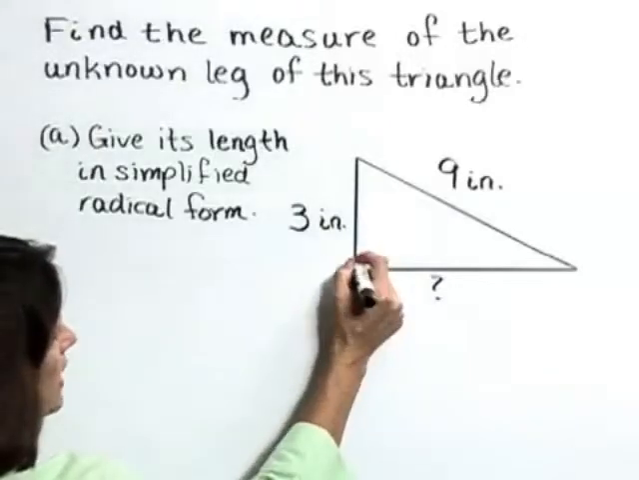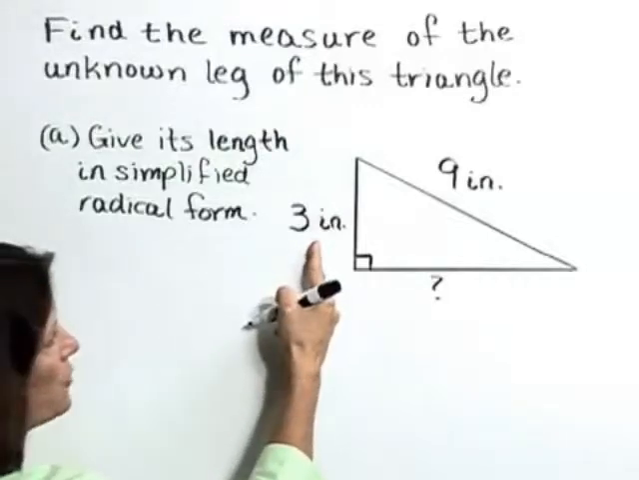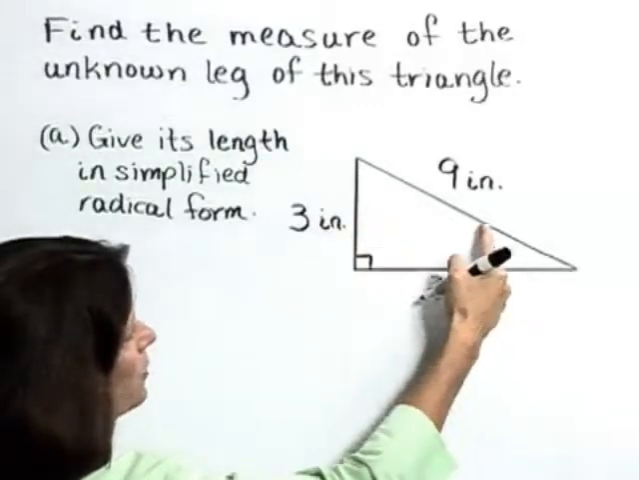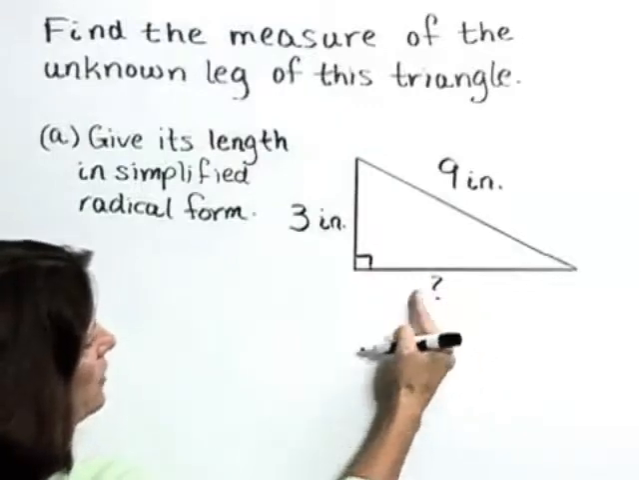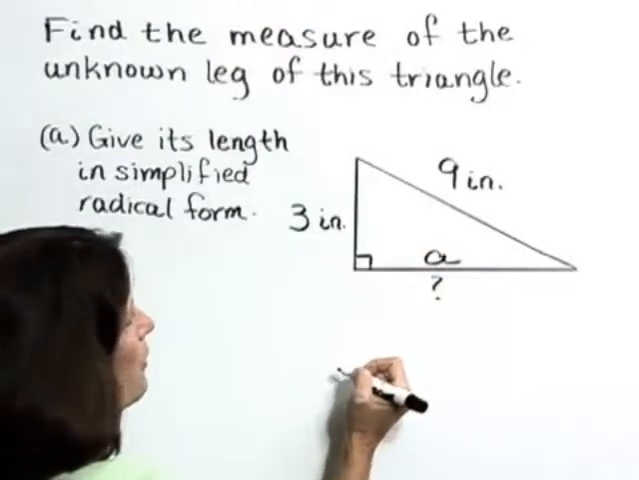Now we have the triangle, and this is actually a right triangle with one leg equal to 3 inches, a hypotenuse equal to 9 inches, and then another unknown side, and this is an unknown leg. I'm going to call that variable a.